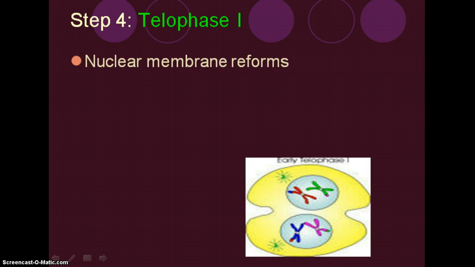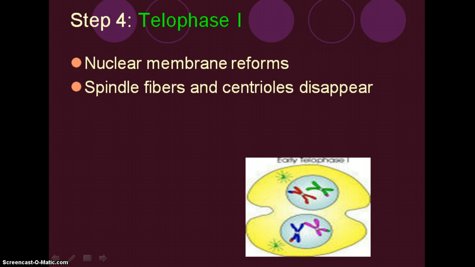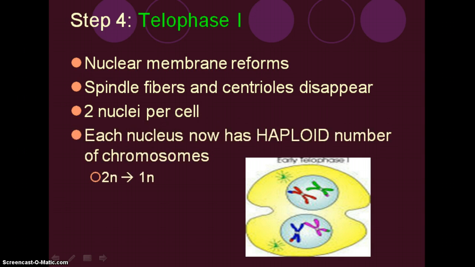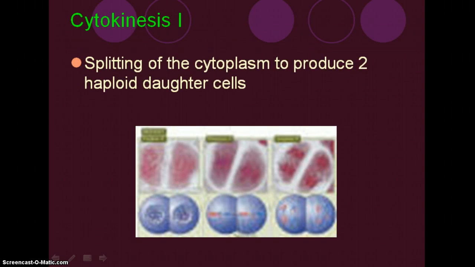Telophase 1, the nuclear membrane reforms, the spindle fibers and the centrioles disappear, and there's 2 nuclei per cell. At this point, we call it a haploid number of chromosomes. Now, cytokinesis 1 occurs at this point, and this is when the cytoplasm produces the 2 daughter cells.